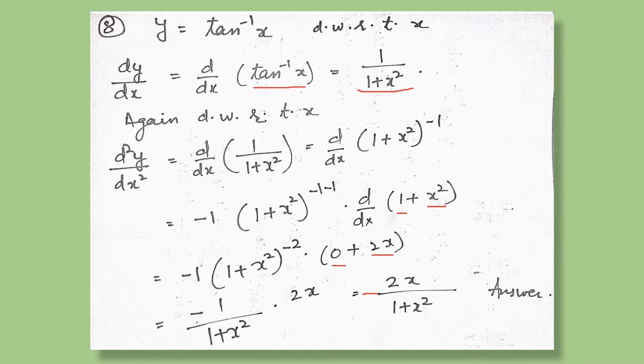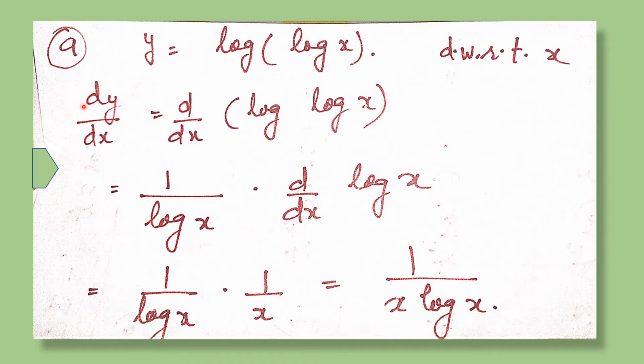Let's move to question number 9. Now what does this question say? y is equal to log of log x. Okay, so take the derivative with respect to x, you will write dy by dx is equal to d by dx of log of log x. Now what is the derivative of log of log x? You will write, with this outer log, it will be 1 upon log x multiplied by the derivative of log x.